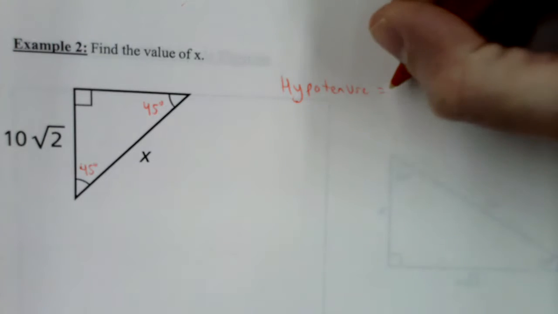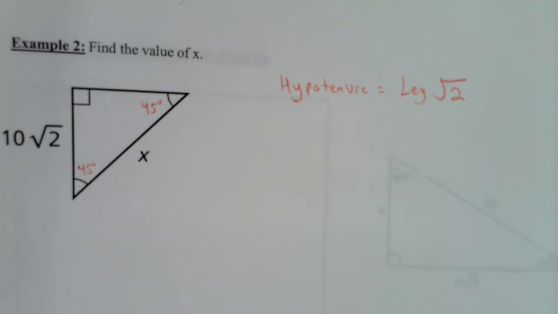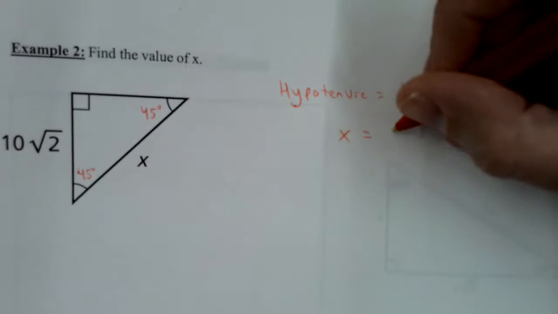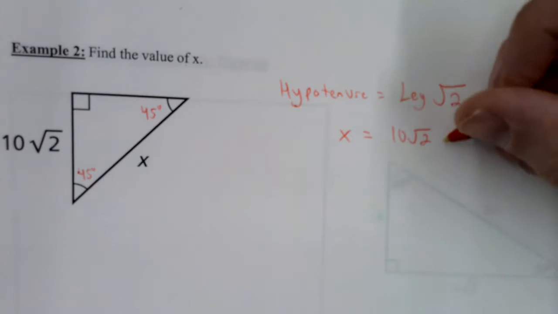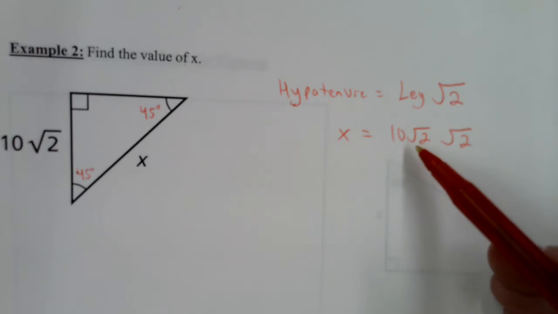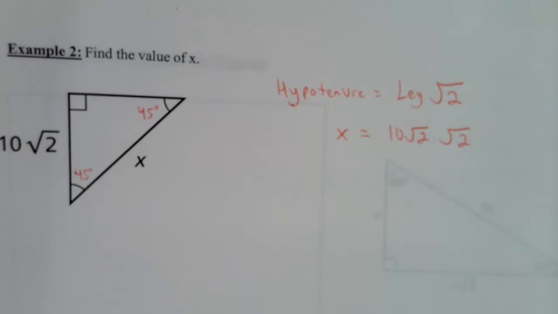Hypotenuse equals a leg times the square root of 2. So the hypotenuse x equals the leg, which is 10 square root of 2, times the square root of 2. This 10 square root of 2, that was just the leg. The leg is 10 square root of 2, so I have to do the leg times the square root of 2.